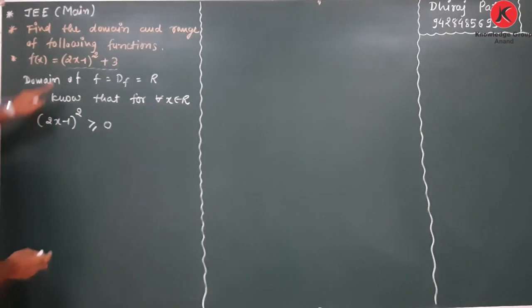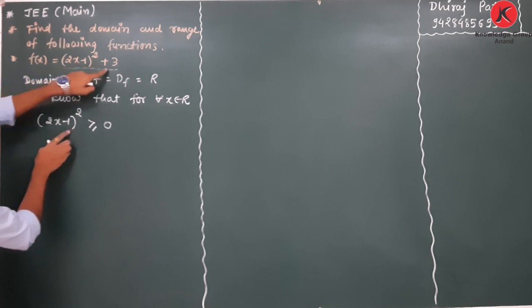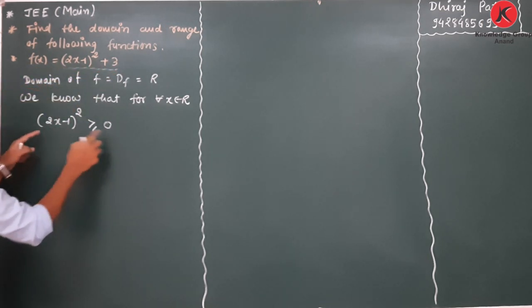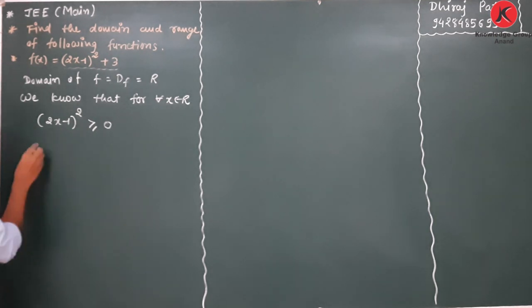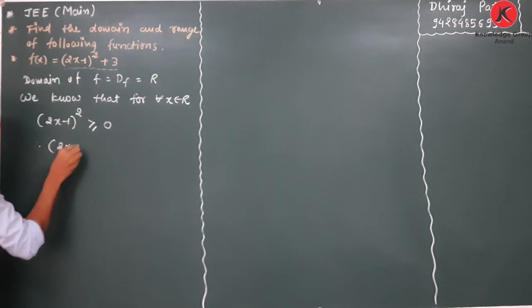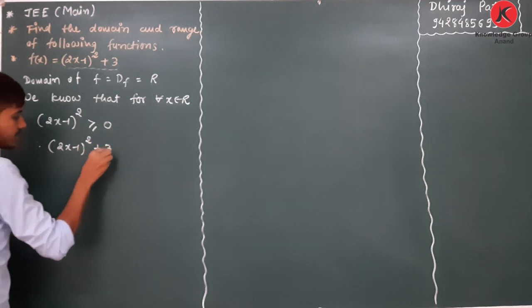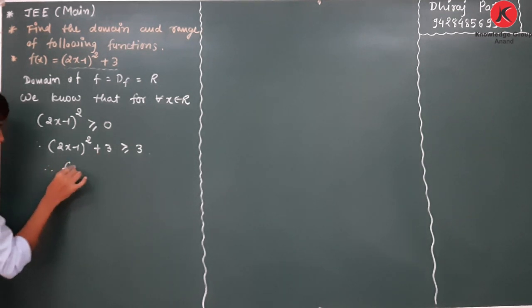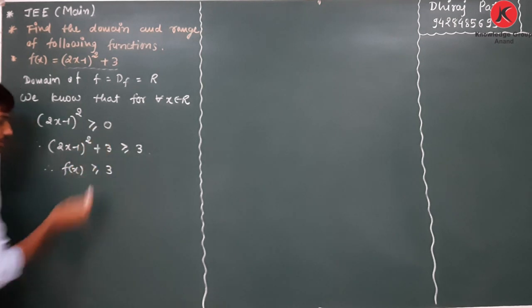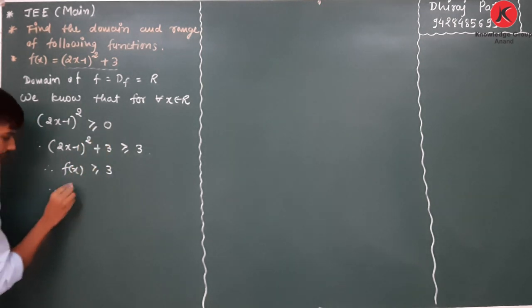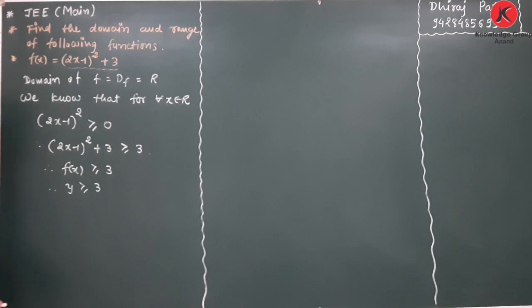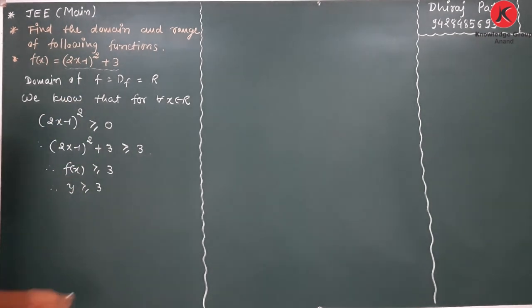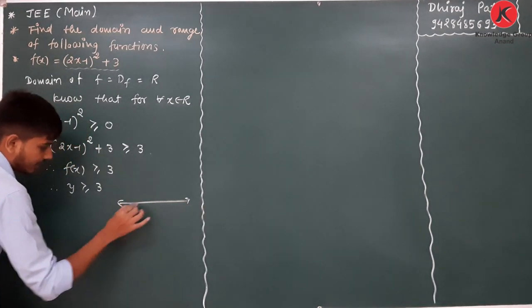Okay? Now we want (2x minus 1) whole square plus 3 here. Therefore, we have to add plus 3 on both sides. Therefore, we are getting (2x minus 1) whole square plus 3, which is greater than or equal to 3 here. This is our f of x. Therefore, we can say that f of x is greater than or equal to 3. We can also say that y is always greater than or equal to 3 for this case. Okay? For this function, y is greater than or equal to 3.